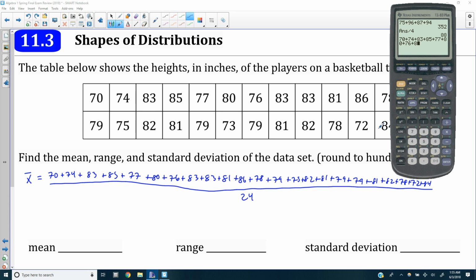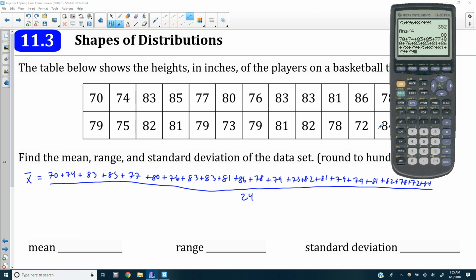76 plus 83. I might get a typo. This is probably what you could have done too. 78 plus 79 plus 75 plus 82 plus 81 plus 79 plus 79.